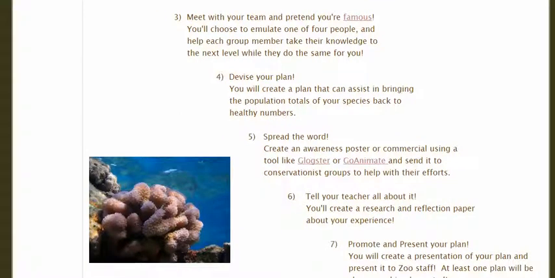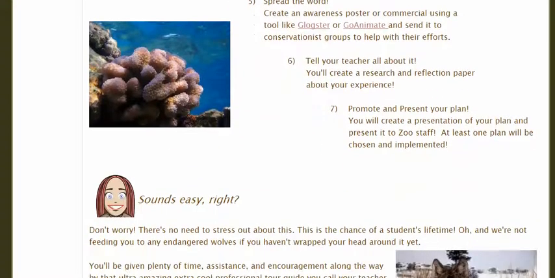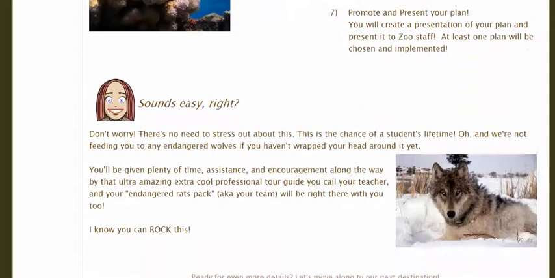Devising a plan and then spreading the word by creating an awareness poster for their species or a commercial on GoAnimate for their species and sending that off to conservationist groups to help with their awareness efforts. Writing a research and reflection paper, and then presenting their plan to a zoo staff, in which at least one plan will be chosen and implemented.